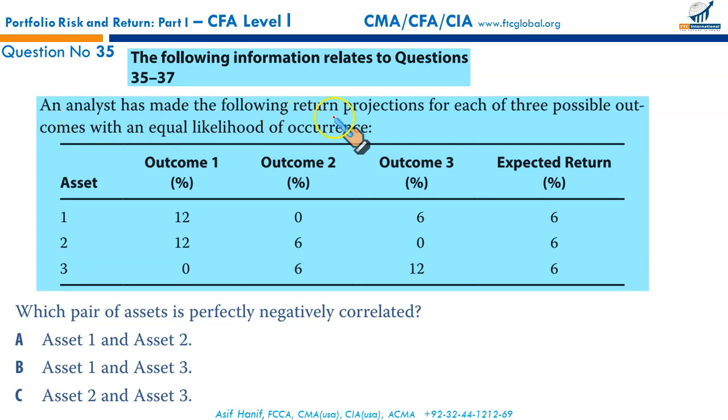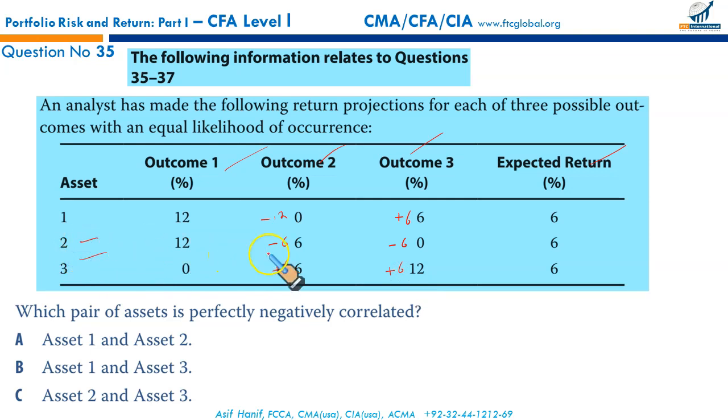The following information relates to questions 35 to 37. An analyst has made the following return projections for each of the three possible outcomes with an equal likelihood of occurrence: Asset 1, 2, 3, and these are the possible outcomes and the expected return. Which pair of assets is perfectly negatively correlated? Let's see, for asset 1, when the asset returns fall by 12, the return on asset 2 falls by 6%, and for asset 3 it increased by 6%. And further, 0 to 6 is plus 6, it's minus 6, and then for asset 3 it's plus 6. Just look at this.